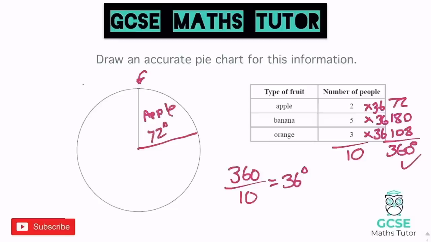Then drawing in your banana there, which is 180, which is going to be a straight line going the other way. Again, measuring from this line as your new starting point, and that is going to be banana.